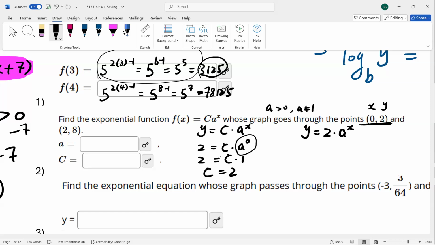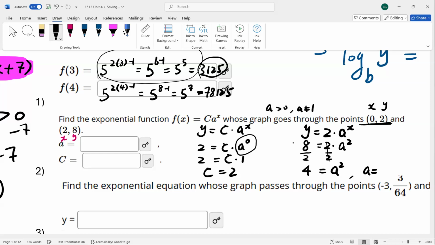We still have another point we can plug in. In this case, we're going to plug in x equals 2, y equals 8. Bring down the coefficient 2, and the base is a, x is 2, so a squared. Divide each side by 2. We have 4 equals a to the power of 2. Can anybody tell me what's the value of a?